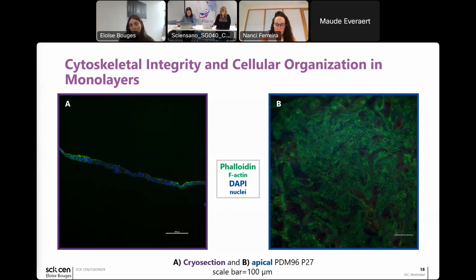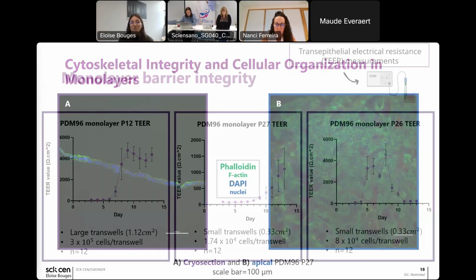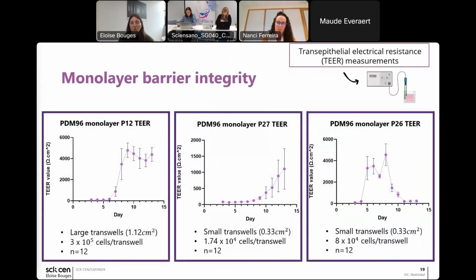One tool that we use to assess how the monolayer is forming and also more specifically to assess the barrier integrity is the TEER measurements. So we are using this type of device where basically the goal is to measure the electrical resistance that there is between the two sides of the monolayer. So it allows us to know when the confluence is reached and to have also a validation of what we are seeing in the bright field images.